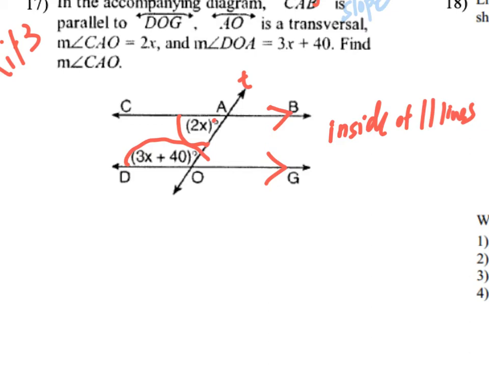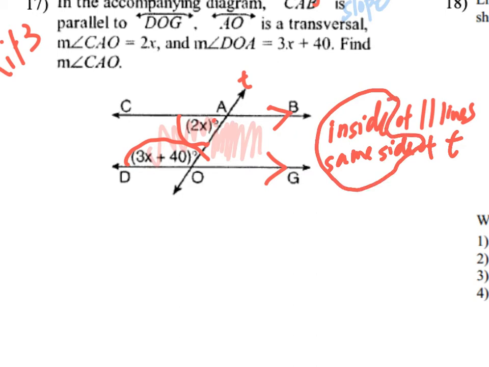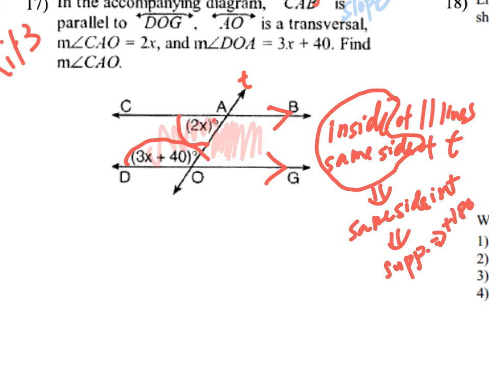So let me just highlight that. They're on the same side of my transversal. They're both on the left-hand side of the transversal, so they're on the same side of T. They're on the same side and the inside of your parallel lines, so this is going to be same side interior. And when you have parallel lines and same side interior angles, they have a special relationship. They're going to be supplementary, meaning that they should add to 180 degrees.